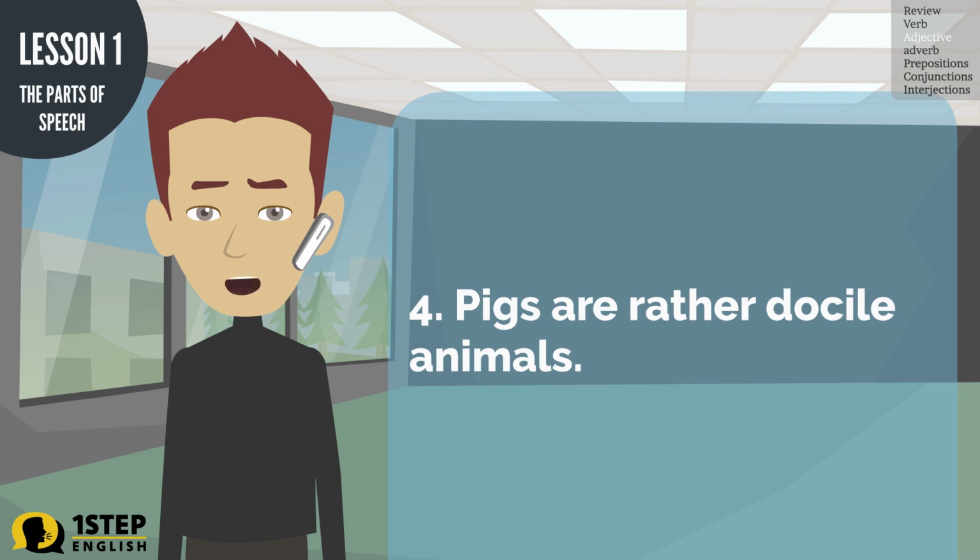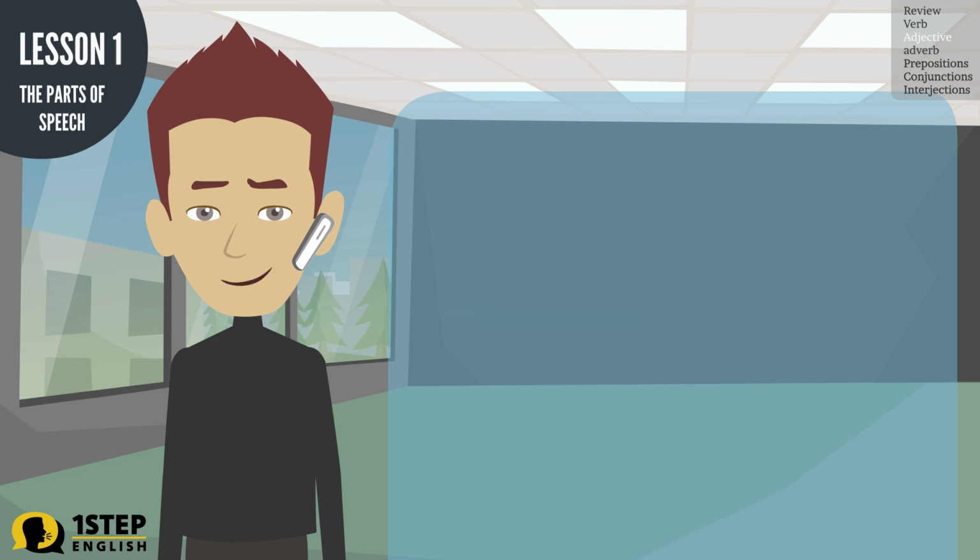4. Pigs are rather docile animals. Docile. The word docile modifies the word animals. Even if you don't know what the word docile means, you should see that it functions as an adjective, telling what kind of animals they are. Pigs are rather docile animals.